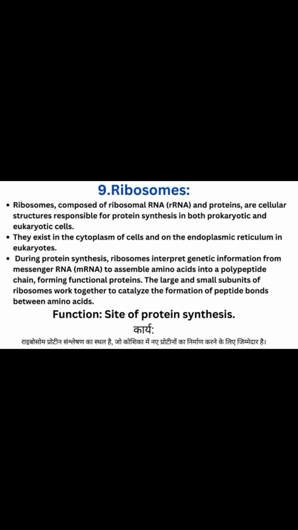Now let's explore the world of ribosomes. These cellular structures made of ribosomal RNA and proteins are the key players in protein synthesis, present in both prokaryotic and eukaryotic cells, and you will find them in the cytoplasm of cells and also on the endoplasmic reticulum in eukaryotes. During protein synthesis, ribosomes act like the interpreters of the genetic script carried by messenger mRNA. They assemble amino acids into a polypeptide chain, creating functional proteins.